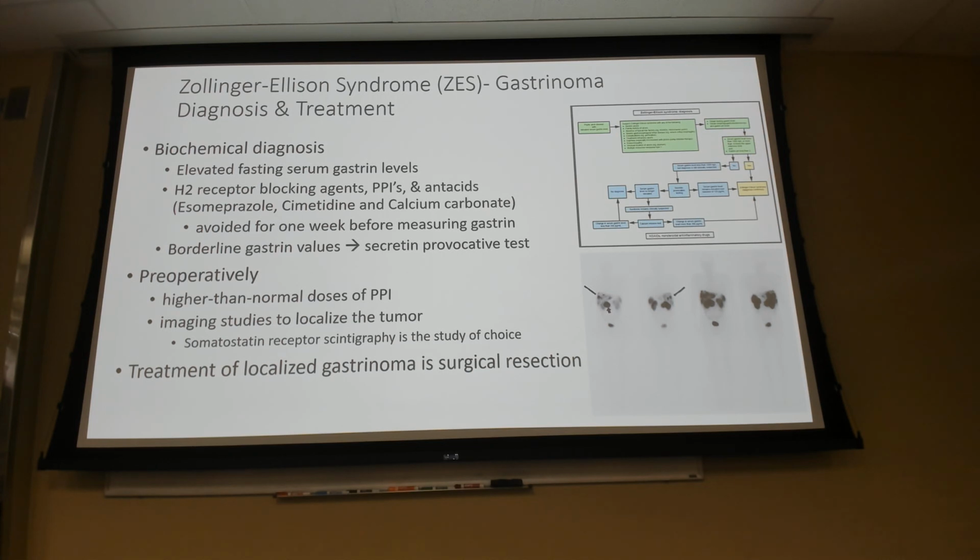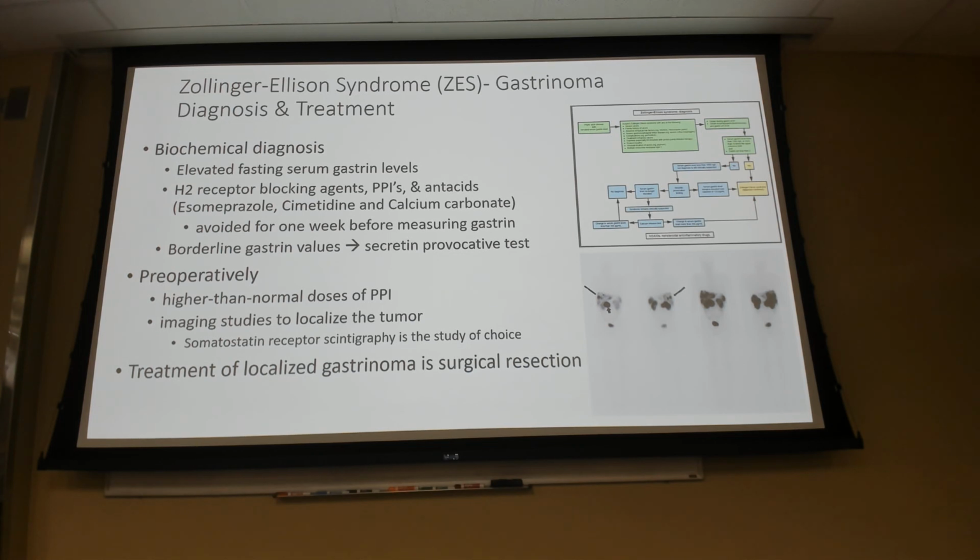You guys don't need to get too in the weeds on the algorithm. Just remember, your fasting serum gastrin level is important. And then if that's abnormal, then you need to get a secretin provocative test. Or if it's borderline, you may have to go down that route.